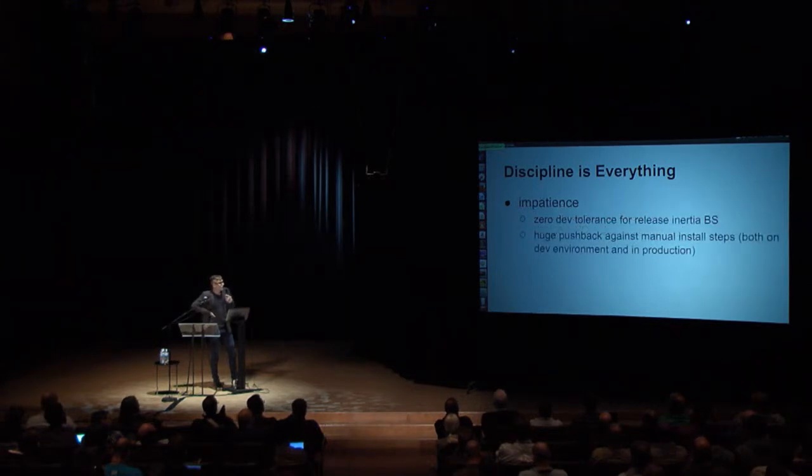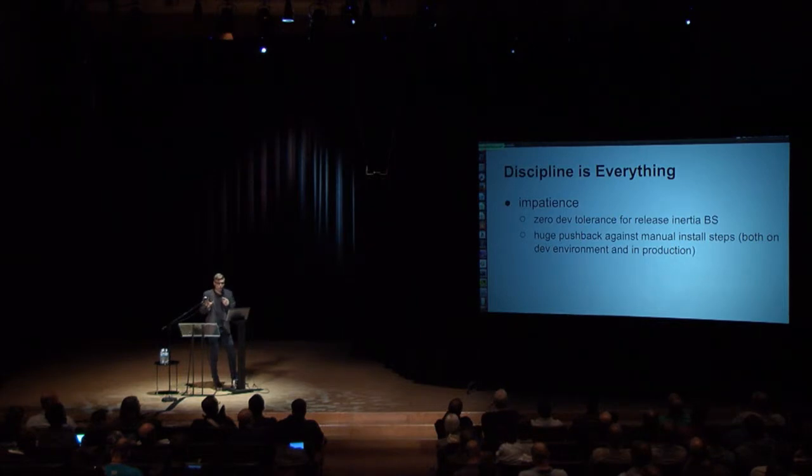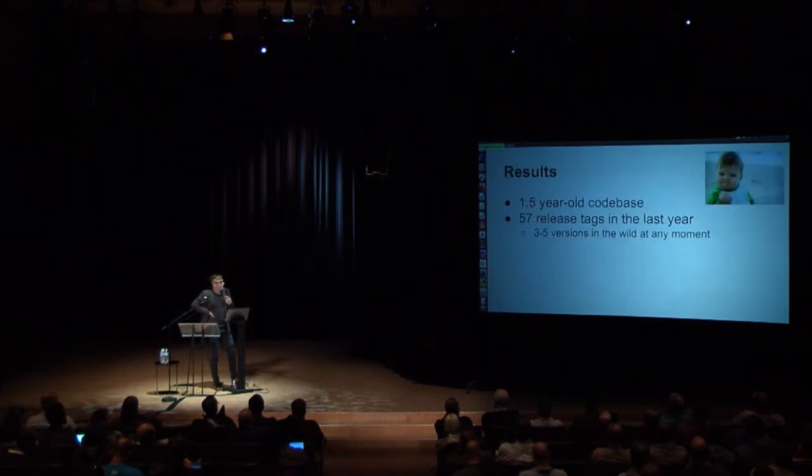And we have a lot of impatience. So we have a zero tolerance for, again, the release mumbo jumbo and the friction. We have a huge pushback against manual steps, both for developer workstations and for production, of course. And what that translated to so far is we have a very healthy year and a half old code base. We have 57 release tags just in the last year.